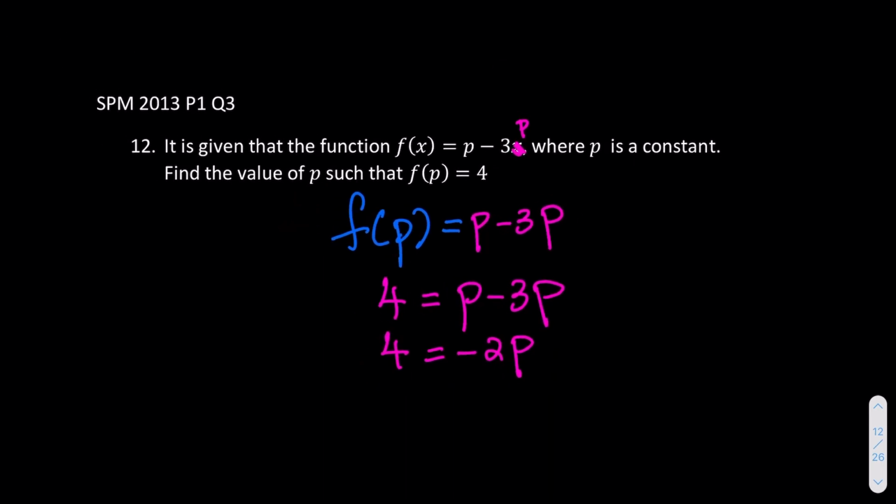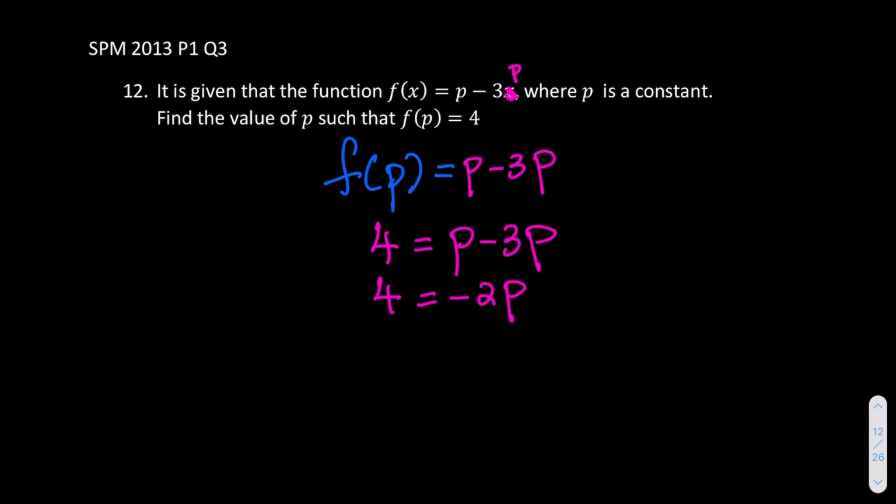So when you are together, it's times, go there become divide. So 4 divided by negative 2 is p. But don't forget, your p is always supposed to be on the left hand side because this is the subject. So we can say that p is equivalent to negative 2 and we are done.